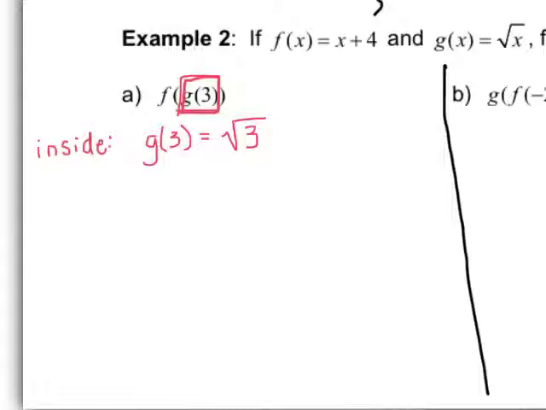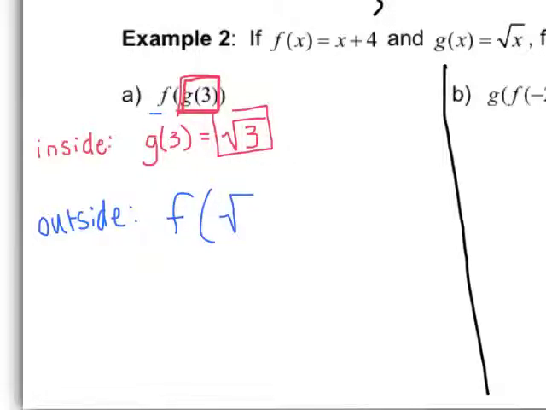So now we're going to go on to the outside. So this is g of 3. Now let's do the outside. Now the outside says use the f function. So f of, and instead of writing g of 3, I'm going to write what I know the answer to g of 3 is. And that's the square root of 3. It's what you just did.